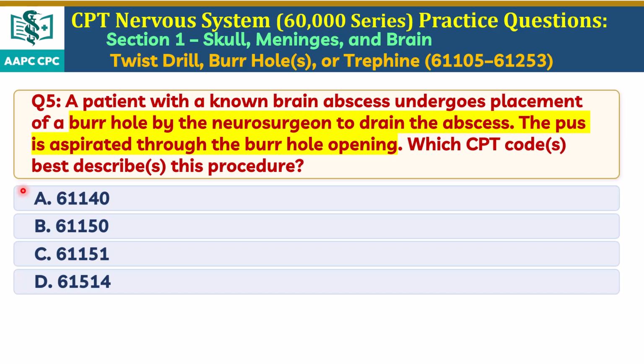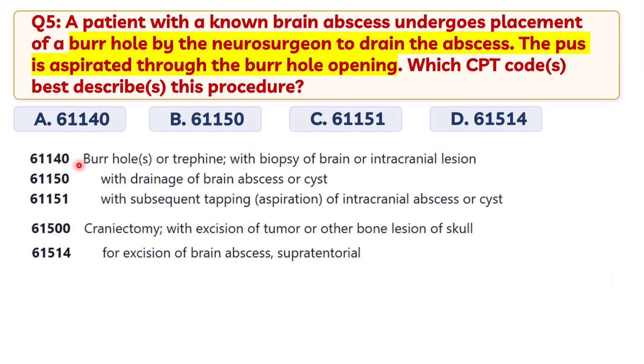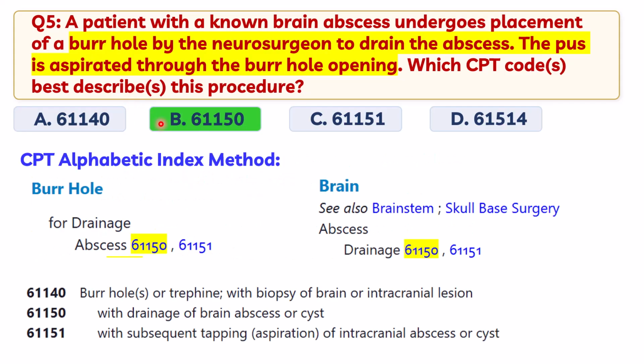Let's go to the codes. 61140 says Burr holes or trephine with biopsy of brain or intracranial lesion. In this case, this is abscess removal. 61150 says with drainage of brain abscess or cyst. So that is the case here. So the code 61150 should be read as Burr hole or trephine with drainage of brain abscess or cyst. So the correct answer will be answer B.